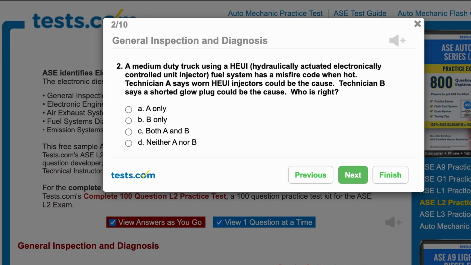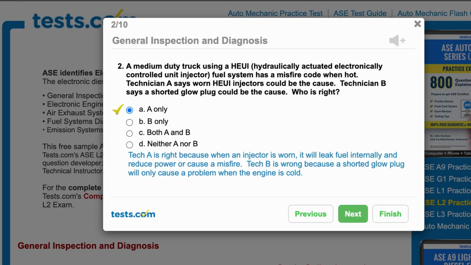Question number 2. A medium-duty truck using a HUI, hydraulically actuated electronically controlled unit injector, fuel system has a misfire code when hot. Technician A says worn HUI injectors could be the cause. Technician B says a shorted glow plug could be the cause. Who is right? A only. B only. C, both A and B. D, neither A nor B.